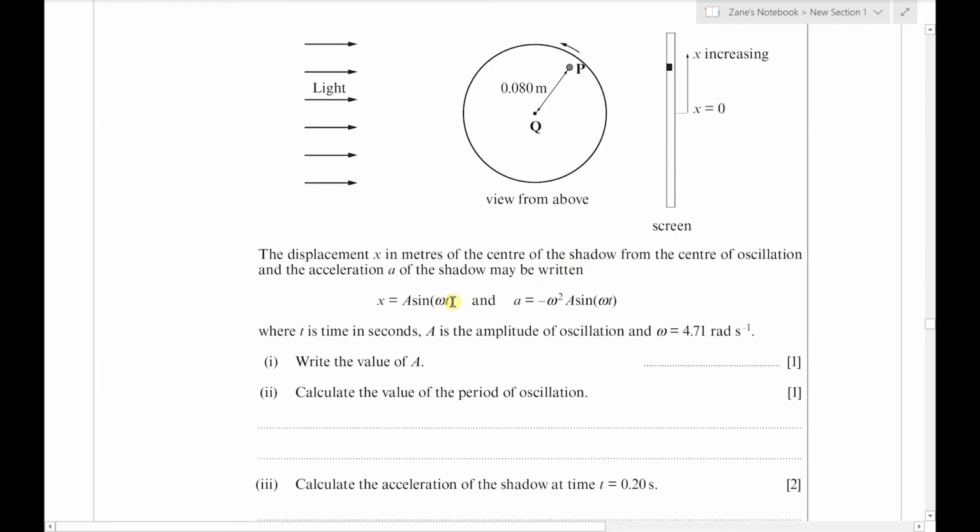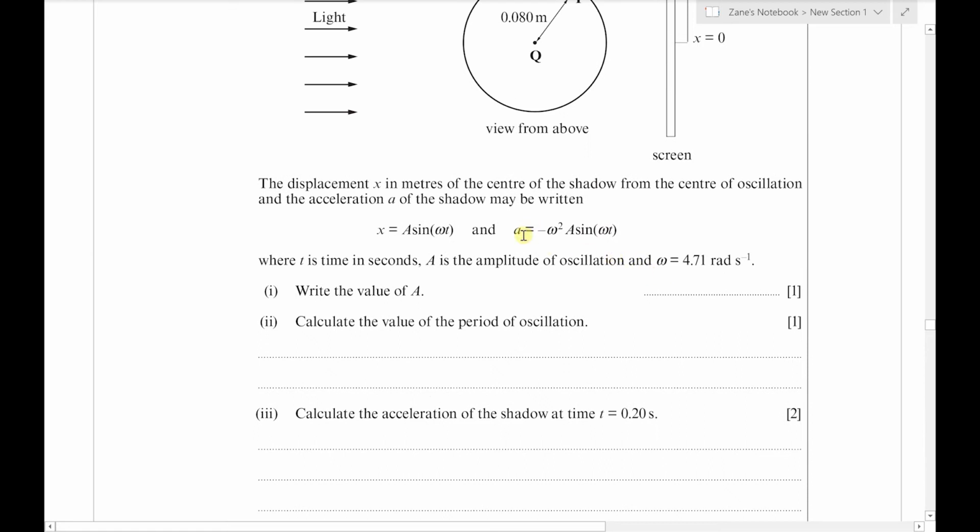That tells us that we actually start timing when P is horizontally level with Q, in other words when x is 0. We're also told that a is equal to minus omega squared times a sine omega t. That comes from the definition of SHM, where the acceleration is directly proportional to the displacement, and a sine omega t is the displacement, and omega squared is the constant of proportionality.